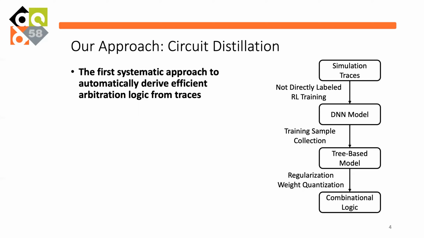To tackle this challenge, we propose circuit distillation, which to the best of our knowledge is the first systematic approach to automatically derive efficient arbitration logic from simulation traces. The figure on the right shows the overall flow of our approach. The key idea is that we train deep learning models from simulation traces and then use tree-based models as a bridge to convert deep learning models to combinational logic.